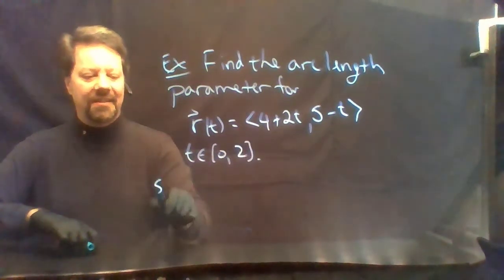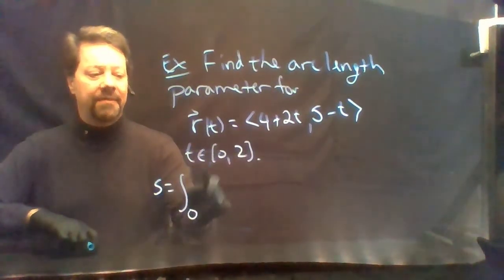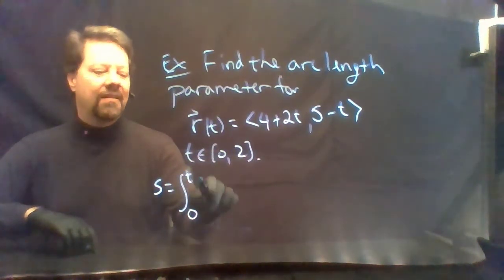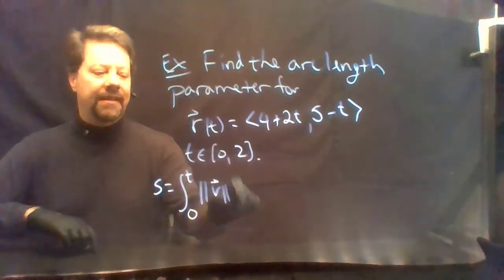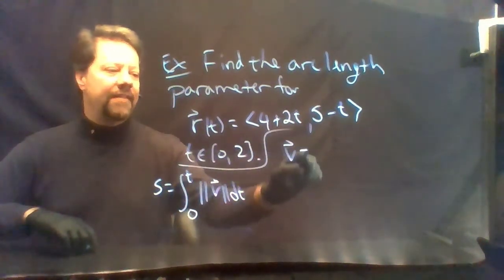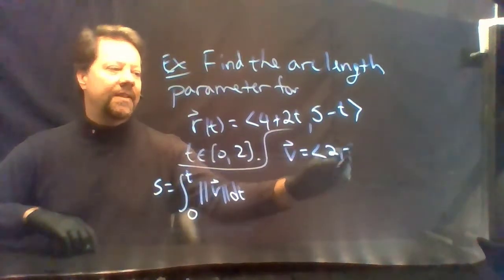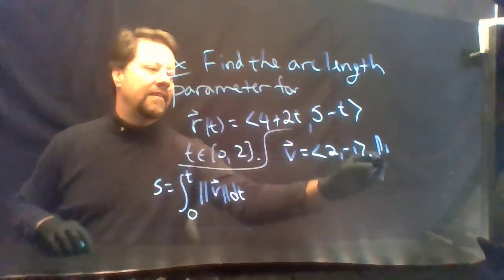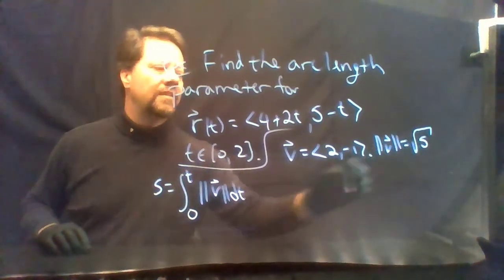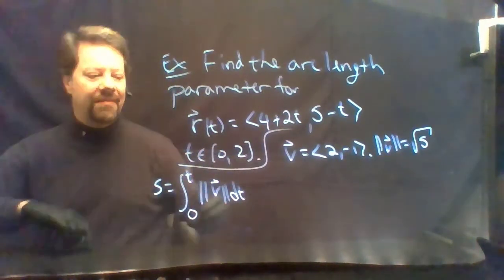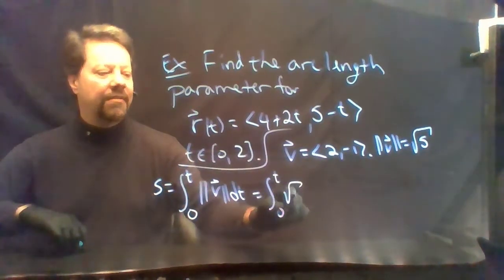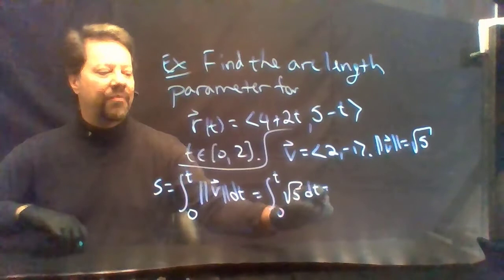Here's how you do this. The arc length parameter is going to be the integral from the initial point on the interval to some t of the norm of the velocity vector. The velocity vector in this case is 2, minus 1, so the norm of the velocity vector is the square root of 5. 4 plus 1 is 5. So we are going to have the integral from 0 to t of the square root of 5 dt.